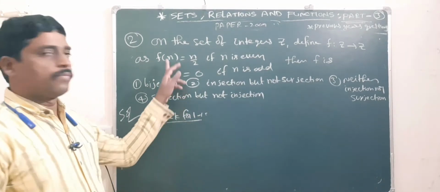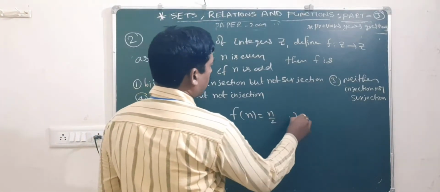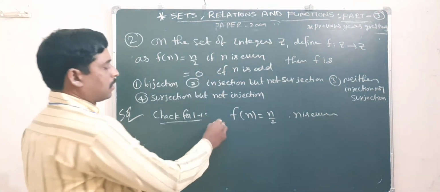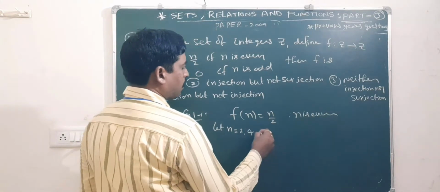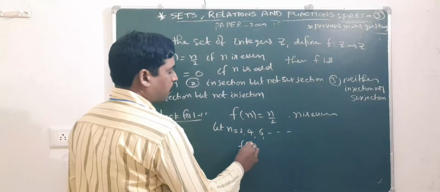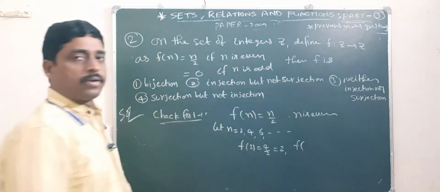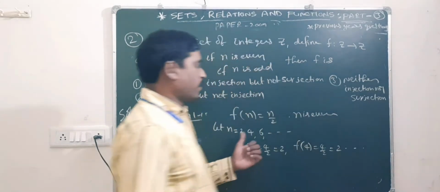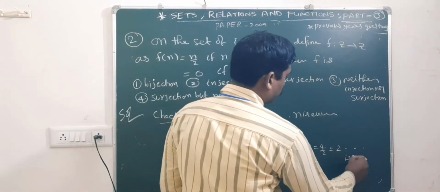So what is given? F of n is equal to n by 2, where n is an even number. So let us take any even number. Let n be 2, 4, 6 and so on. If n is equal to 2, f of 2 equals 2 by 2, which is 1. And if n is equal to 4, f of 4 is equal to 4 by 2, which equals 2. So different elements have the same images. This is not 1-1.